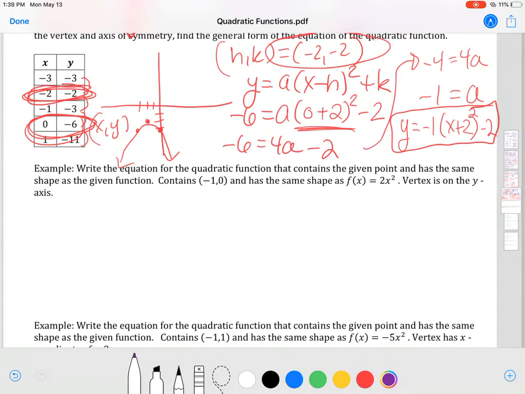And the axis of symmetry is that vertical line that comes up through the vertex to split the graph in half. So, since that point is at (-2, -2), and I know my vertical line has an equation x equals, it passes through -2, so my equation for the axis of symmetry is going to be x is equal to -2.